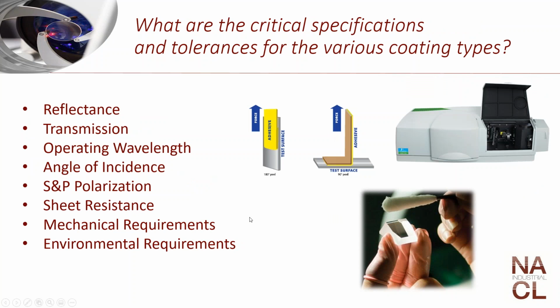Okay. So a question that came up is, what are the critical specifications and tolerances for various types of coatings? Reflectance and transmission are two of the most commonly referred to optical specifications that a film must pass. And again, I touched on average and absolute, but reflectance is really the amount of light that's going to come off of your coated surface.